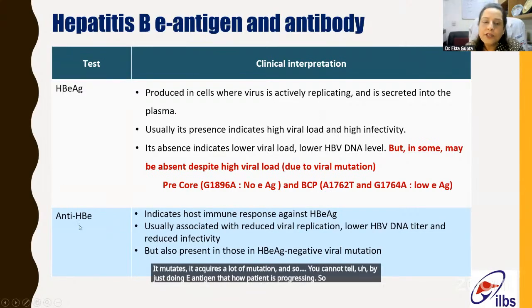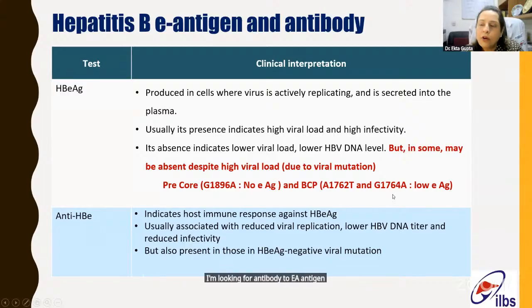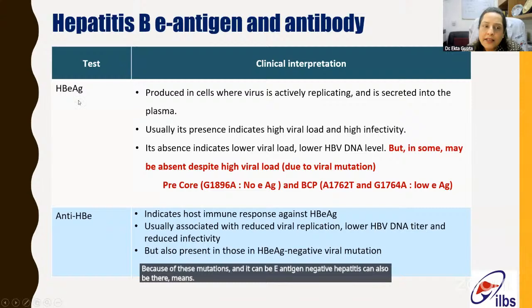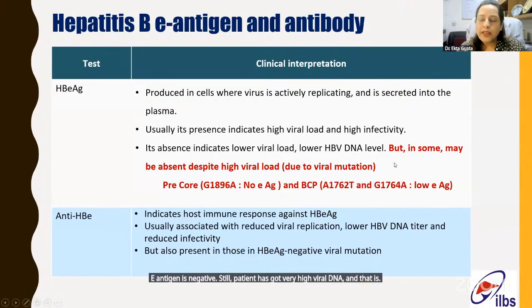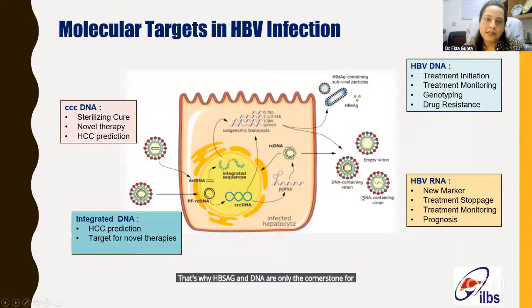So E antigen and antibody to E antigen are usually not done these days because of these mutations. E antigen negative hepatitis can also be there, meaning E antigen is negative, yet the patient has very high viral DNA. And that is why HBsAg and DNA are the only cornerstones for the treatment cascade.